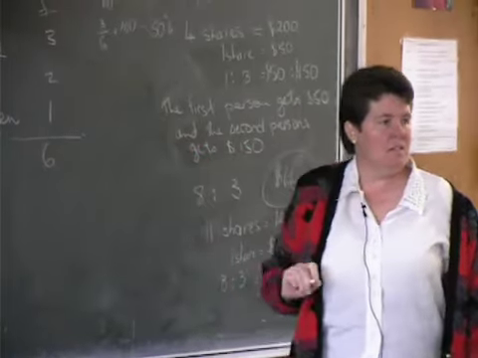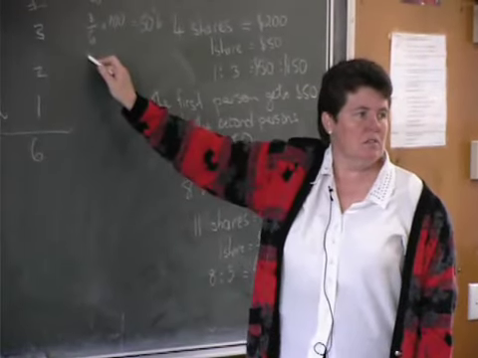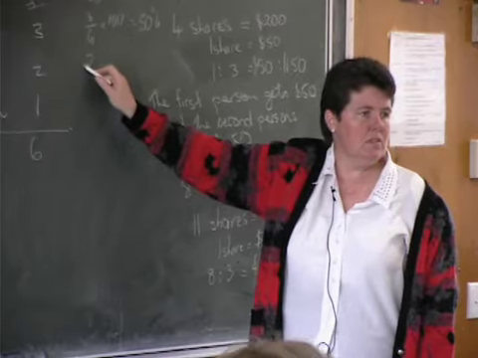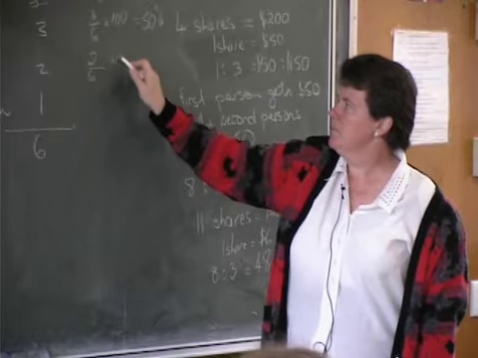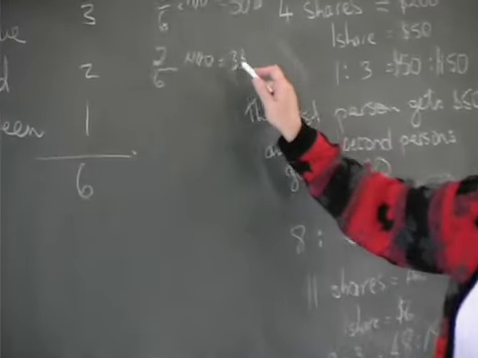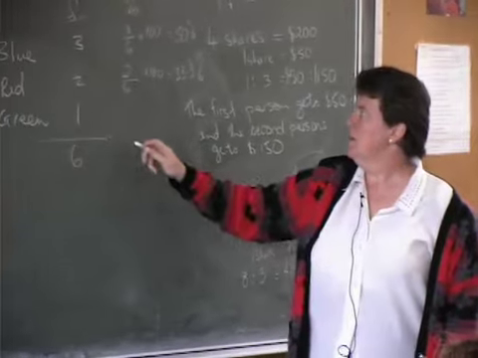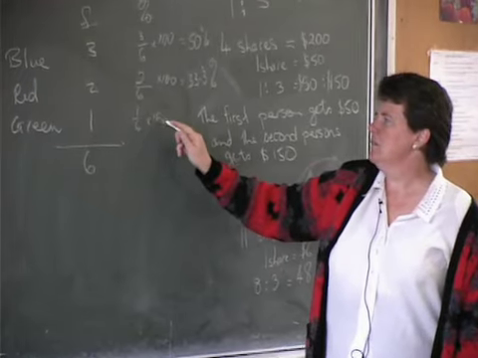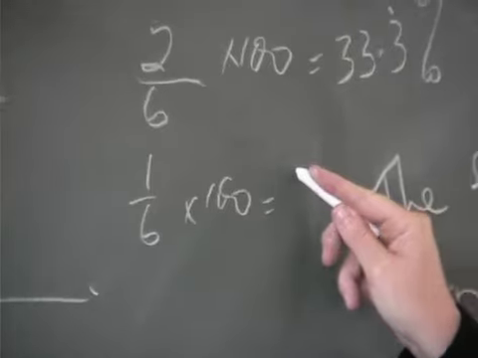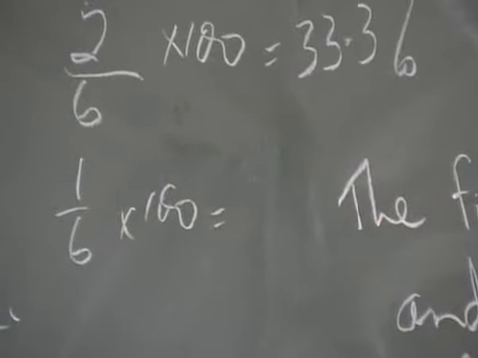How would I work out this fraction? That would be 2 out of 6, which is a third. 33.33. 33.3 for Peter. And 1 out of 6. I think that's 16 or so, isn't it? 16.6.